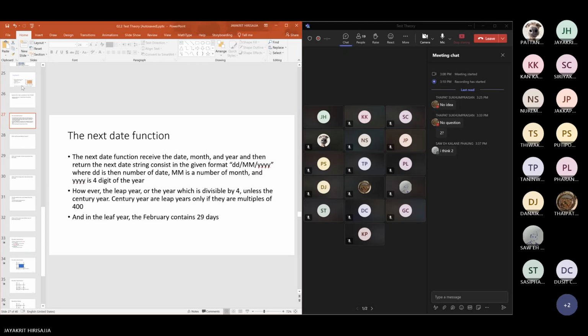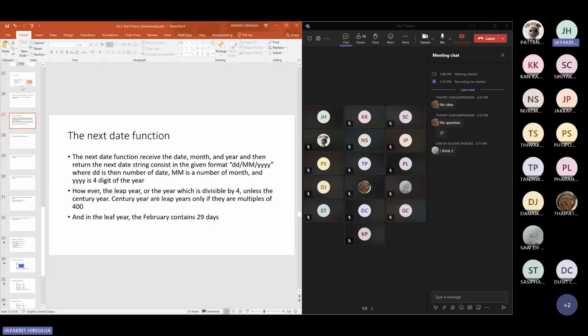However, we have the leap year, or the year which is divisible by 4, unless the century years are leap years only if they are multiples of 400. So, in the leap year, the leap year contains 29 days in February. Okay.